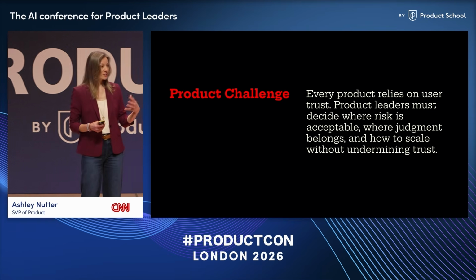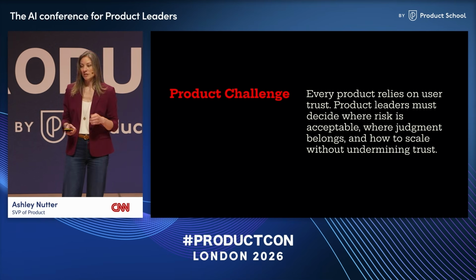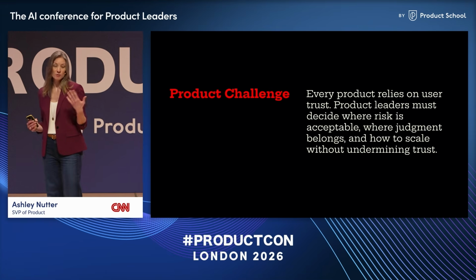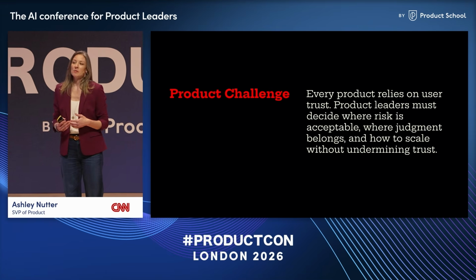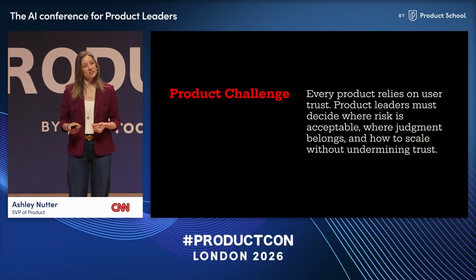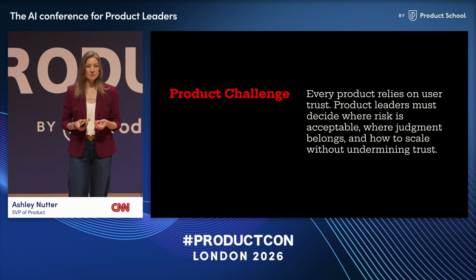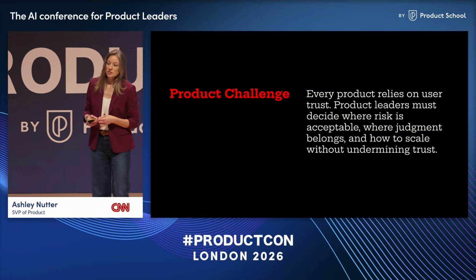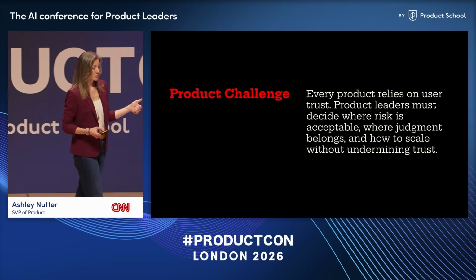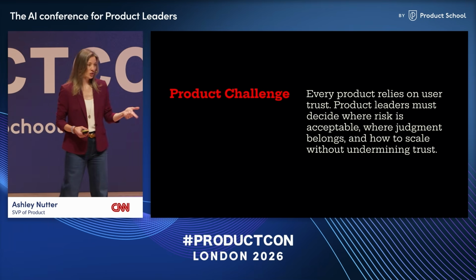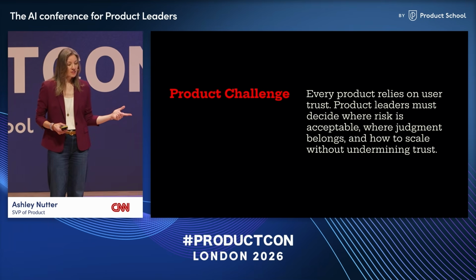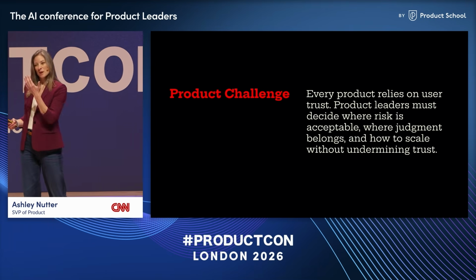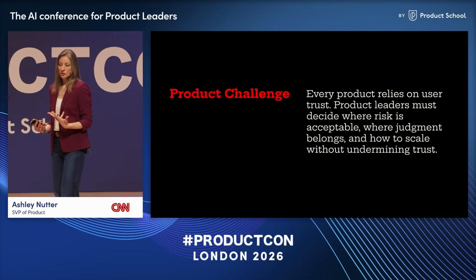Every product has some dimension of user trust. It could be quality, could be reliability, but in the end, the challenge for us as product leaders is going to be the same, which is we have to make decisions about what risk is acceptable, where judgment belongs in the system, and then ultimately, how do we scale up without undermining the very thing that users come to us for?